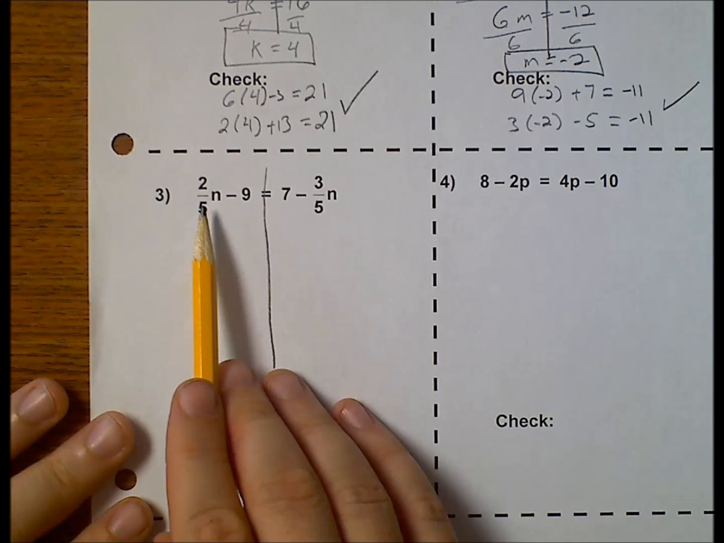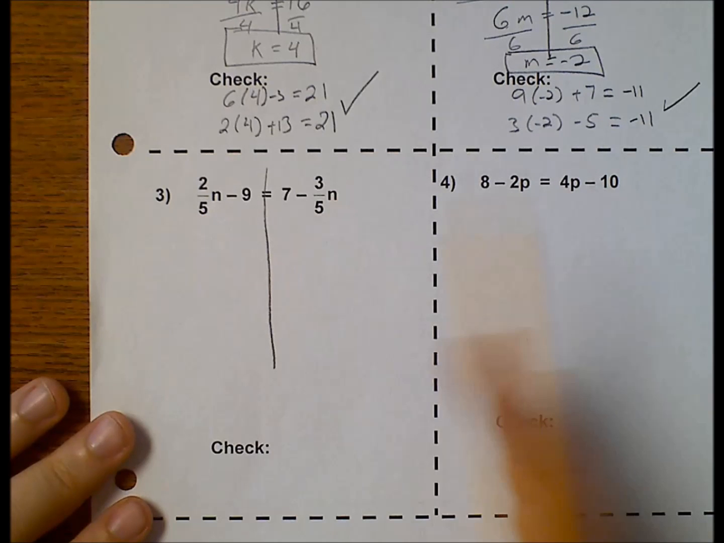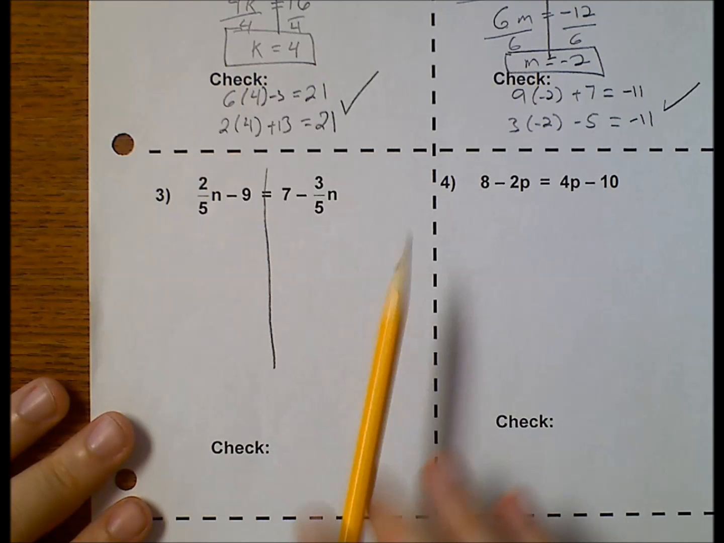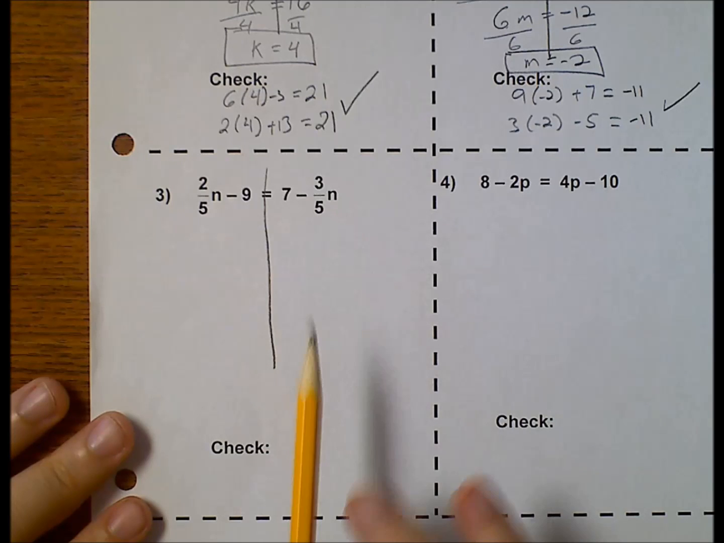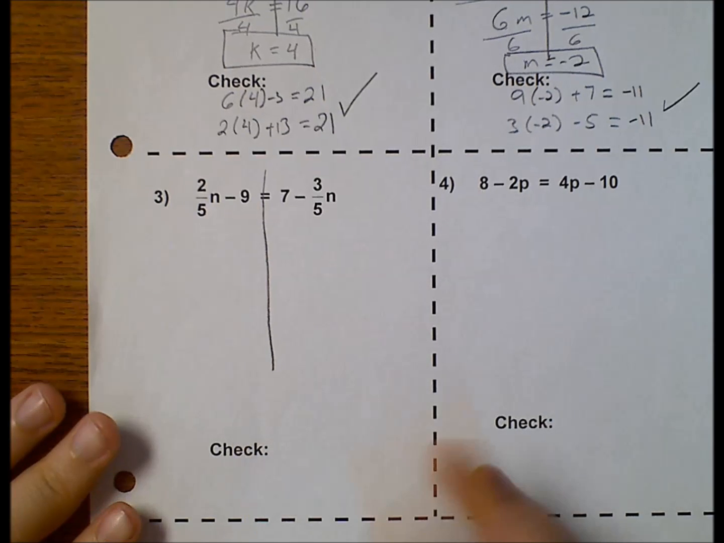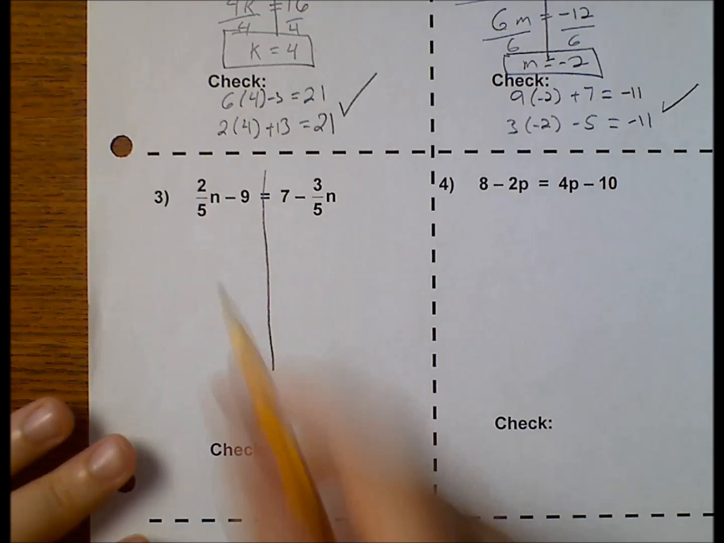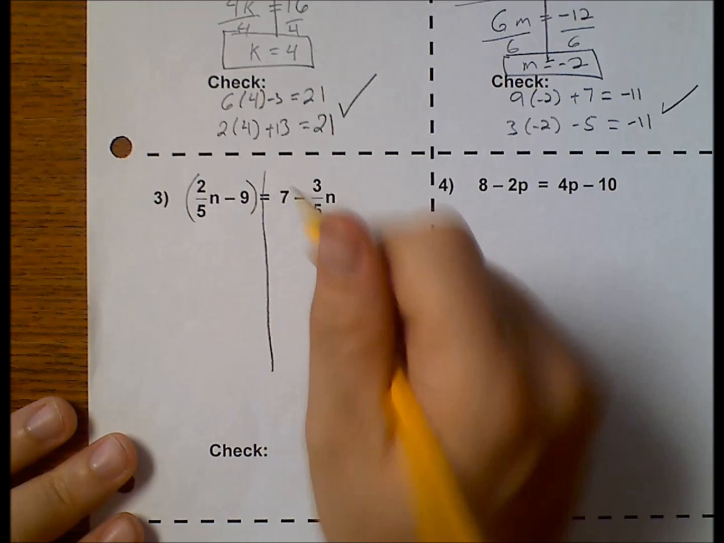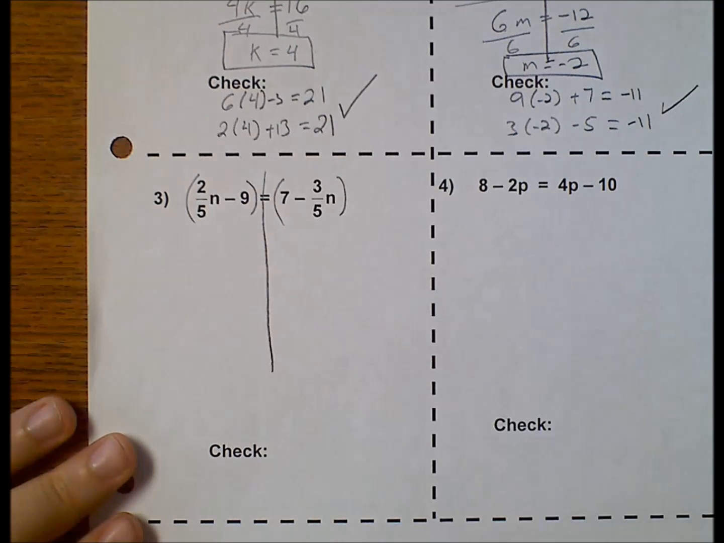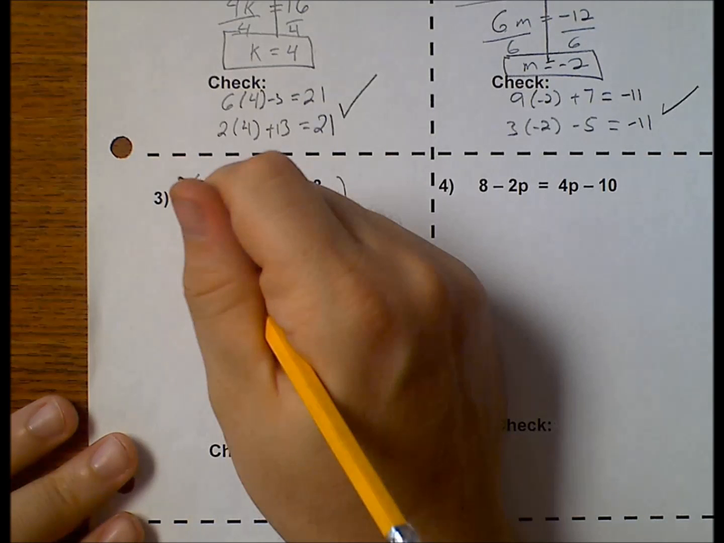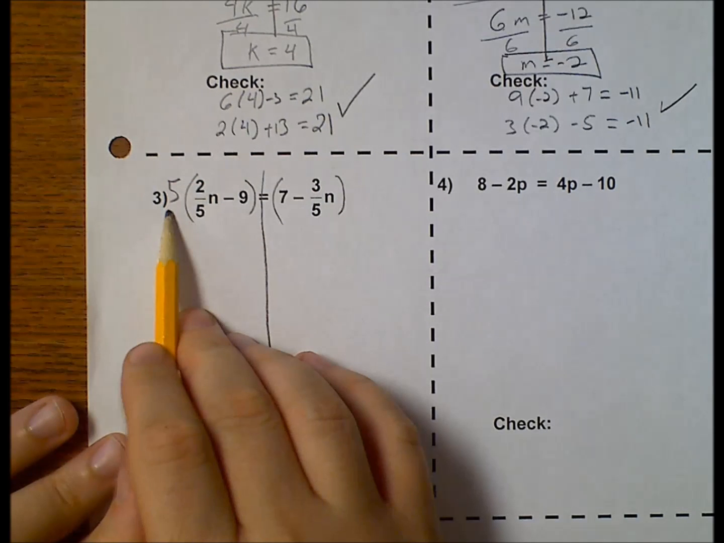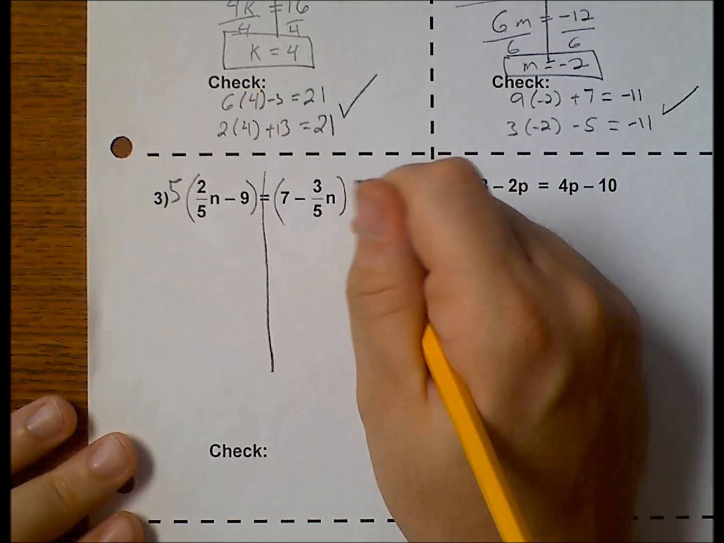If I multiply this fraction by 5, that denominator will go away. If I multiply this fraction by 5, that denominator will go away. However, I can't just pick and choose what to multiply by on each individual single thing. I have to multiply everything. And yes, that means everything by 5, because what I do to one side, I must do to the other.